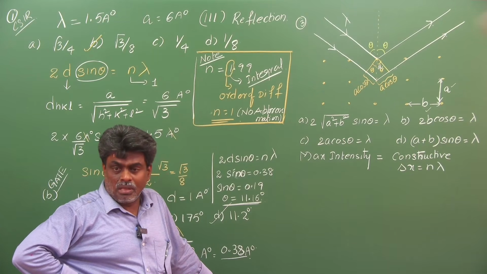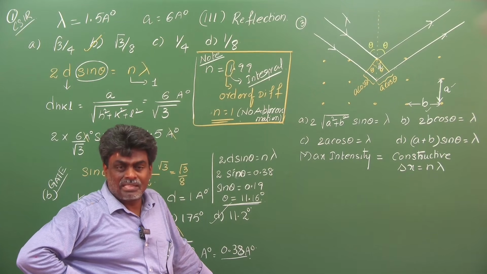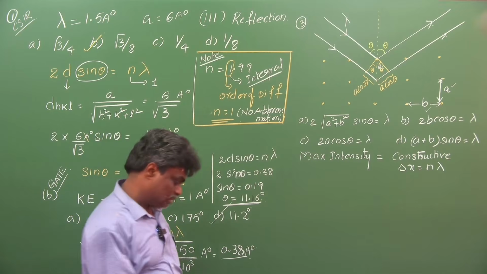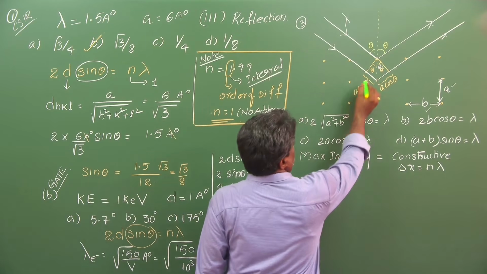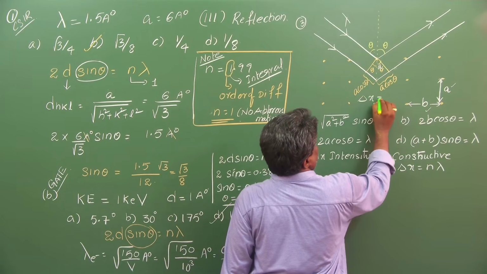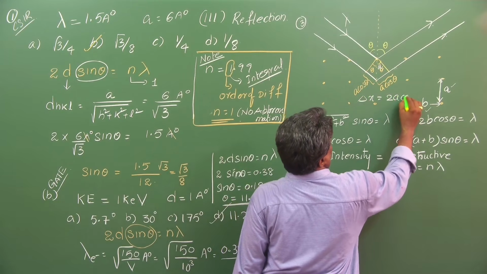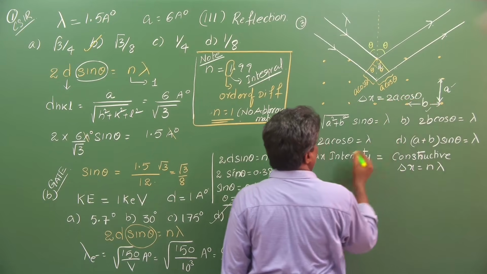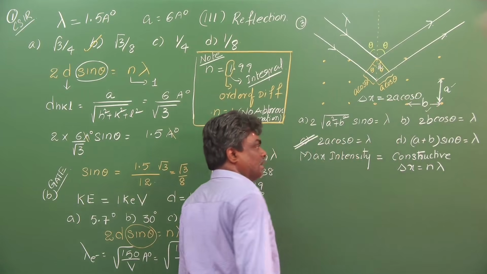Still a doubt? What is the path difference? So this is A cos theta. Then what is the path difference? The extra path difference is 2A cos theta. So what is the answer? 2A cos theta equals n lambda.